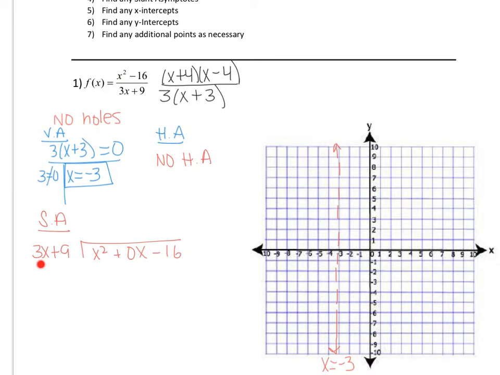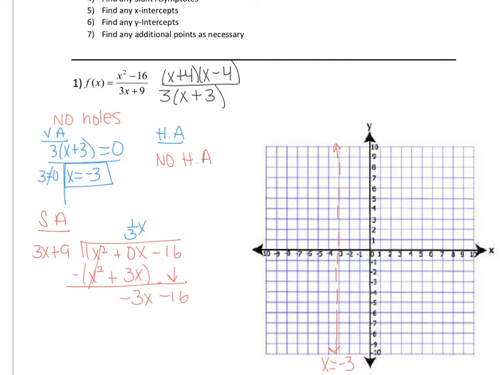Okay, so what do I multiply 3x by to get x squared? This one's going to be a fraction, so we're going to multiply it by 1/3 x. So 1/3 x times 3x is x squared, plus 1/3 times 9 is 3x, and we subtract. So 0 minus 3 is a negative 3x minus 16.